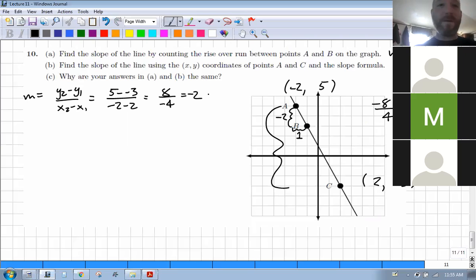Okay, this is the math, just writing it out using the equation. But all this math is the same thing as going, okay, from here to here, that's 8. And from here to here, that's 4. 8/4. And it's down, so it's negative. Does that make sense?